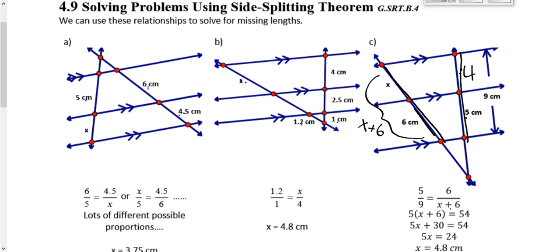Let's just check it. 5 over 4 equals 6 over x, right? So 5x equals 24. Do we get 4.8? Should be 4.8, same as that. Yeah. Okay, you see what I mean? You just had to identify the length of that other segment there to do it that way.